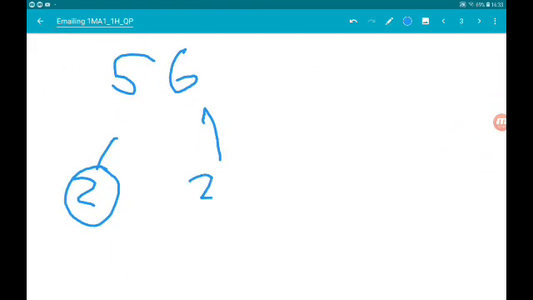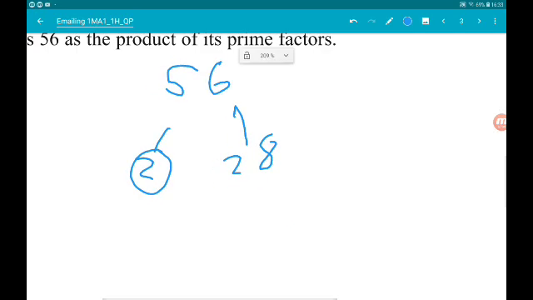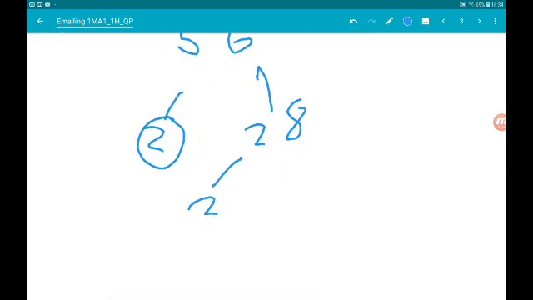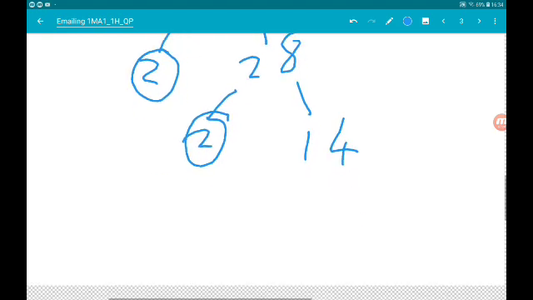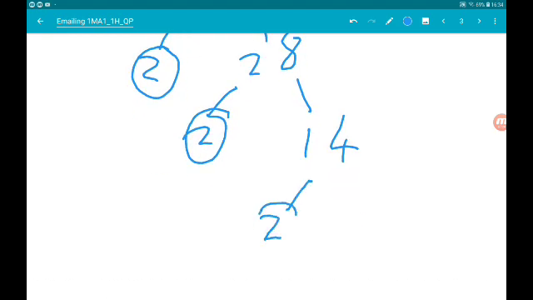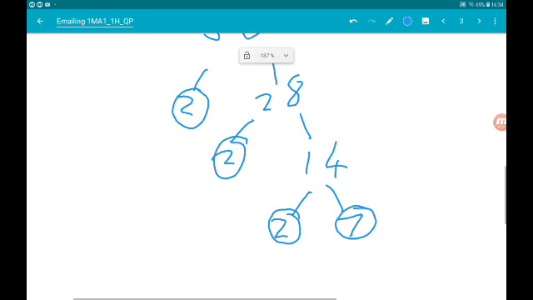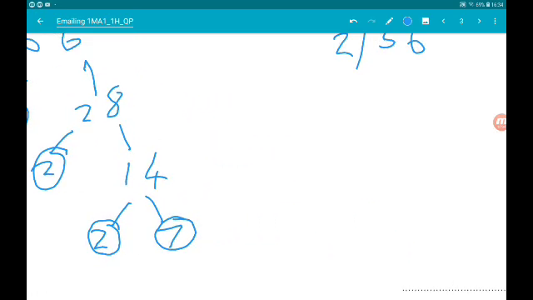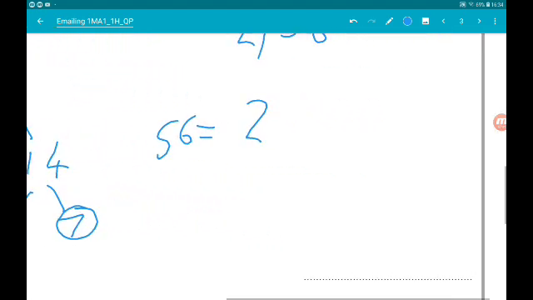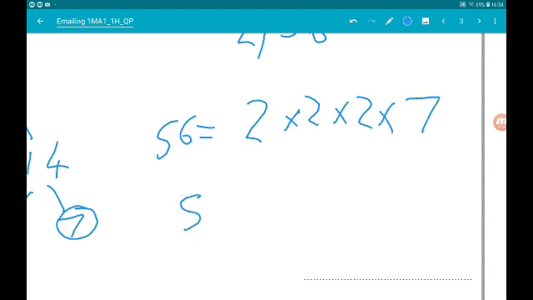Now 28 is not prime, so now we do the same. So again, a factor of 2, and 14. 14 is not prime. 14 is 2 times 7. Both of those are prime, so our adventure is over. 56 is 2 times 2 times 2 times 7, which we can sharpen up as 2 cubed times 7. Cool.